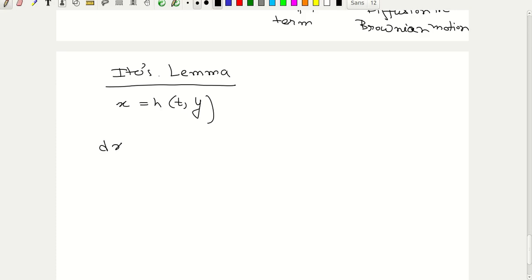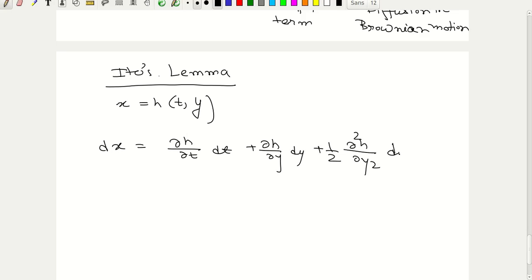There is one lemma called Itô's lemma, which you should know. Let me describe Itô's lemma, and then I will go to the numerical solution. Itô's lemma tells us that if we have that differential equation I already told you, and x is equal to h of t, y as a solution, then you can write dx as del h by del t into dt plus del h by del y into dy plus half of del 2h by del y2 into dy squared. And here dx is written as rx into dt plus sigma x into dBt.